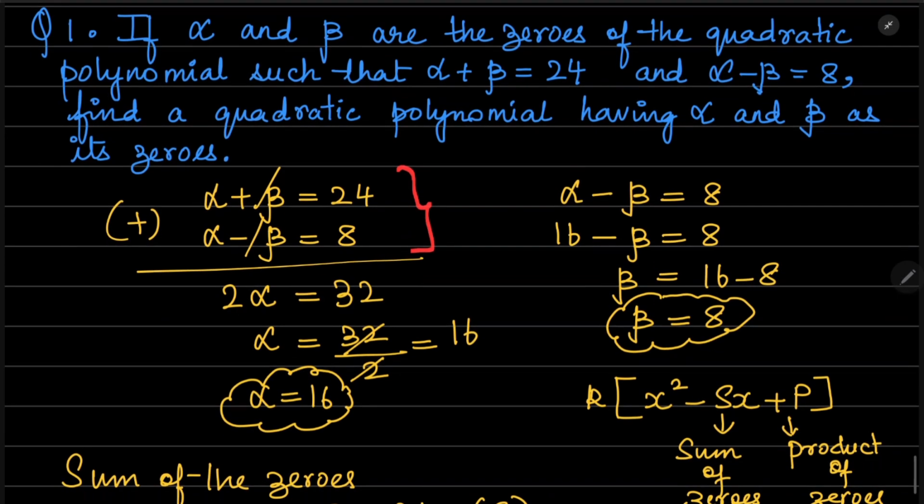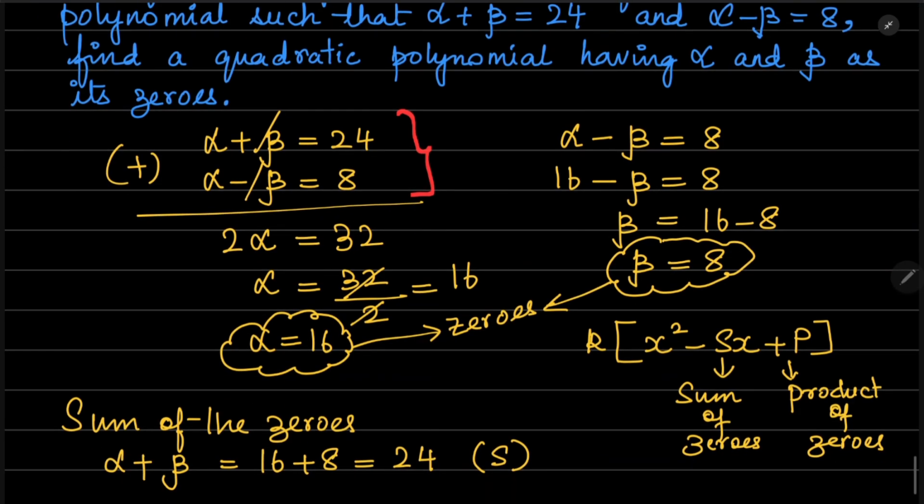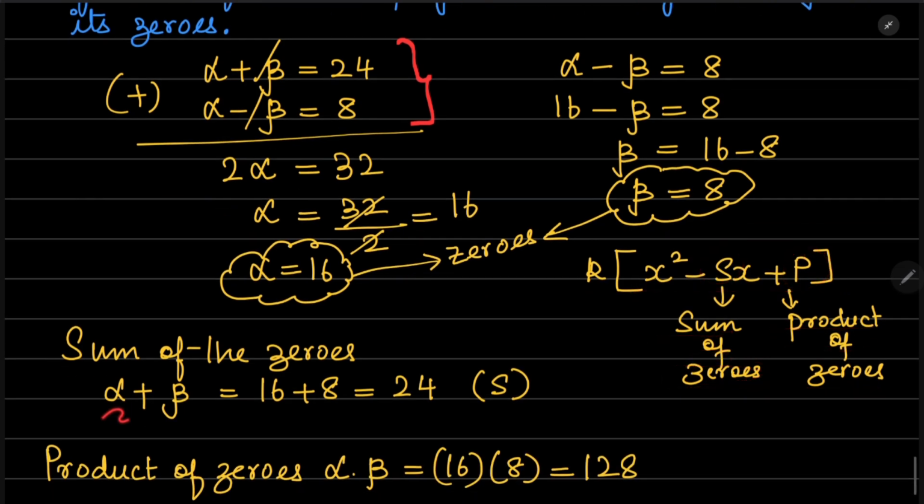And then after you find out the alpha and the beta, these two are the zeros of the polynomial. Okay, these two are the zeros. In order to find a quadratic polynomial, you should know this formula, which is k multiplied by x square minus sx plus p. S is nothing but the sum of the zeros. P is nothing but the product of the zeros. You know the zeros, calculate the sum. Just add them and that value is your sum.